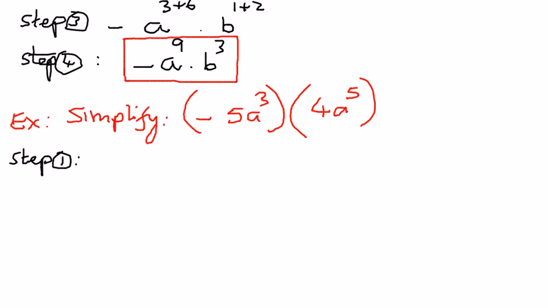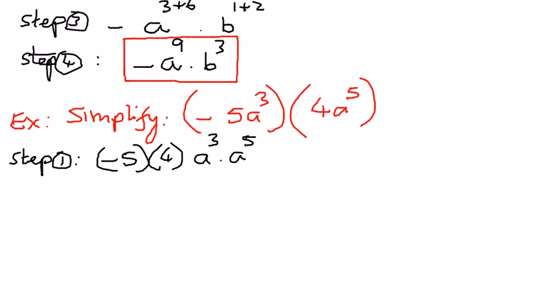We will write the number parts together. We will write the similar numbers, the similar base terms together. So we have negative 5 times 4, those are the number terms, and then we have a to the power of 3 times a to the power of 5. The reason why we wrote it out this way is because we're going to multiply the number parts, then we're going to look for a common base terms, and then we can use one of the rules of exponents.